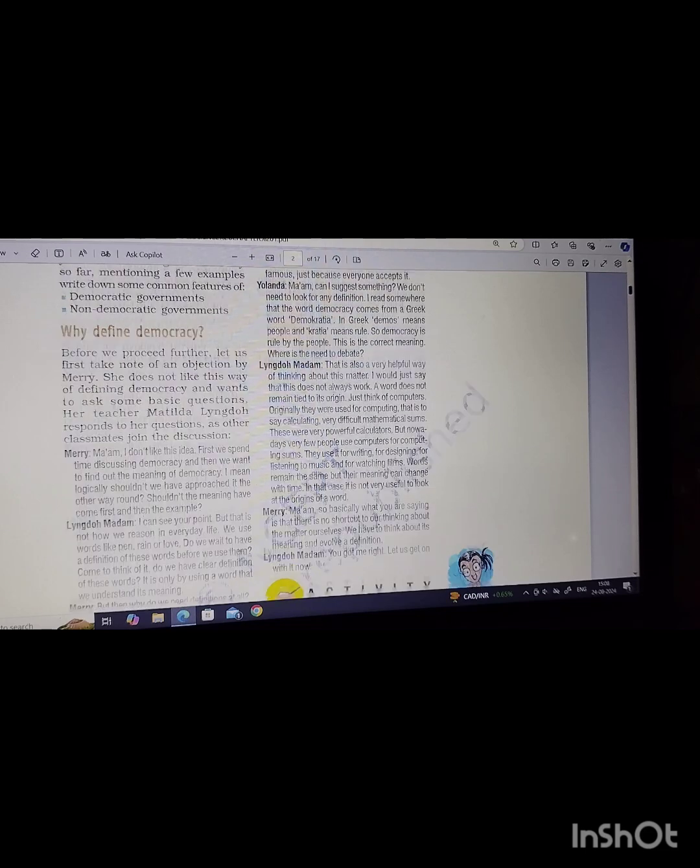Why define democracy? Before we proceed further, let us first take note of an objection by Mary. She does not like this way of defining democracy and wants to ask some basic questions. Her teacher, Matilda Lingo, responds to her questions as other classmates join the discussion. So, before defining democracy, we will take note of a little bit of conversation between a student named Mary, who is asking questions to her teacher, Matilda Lingo, and other classmates who also joined the discussion.